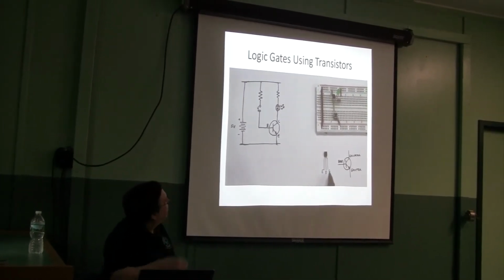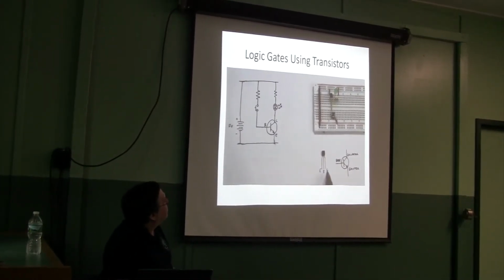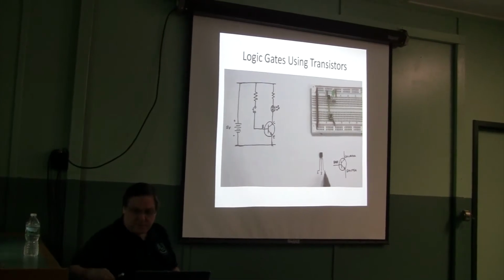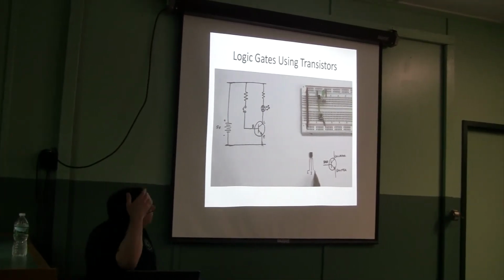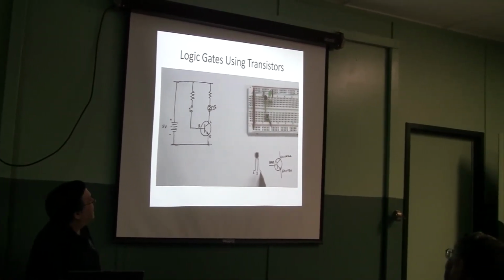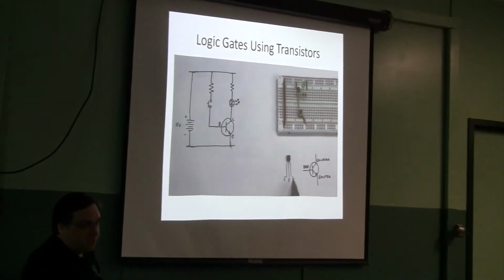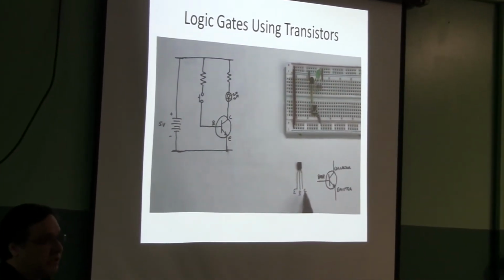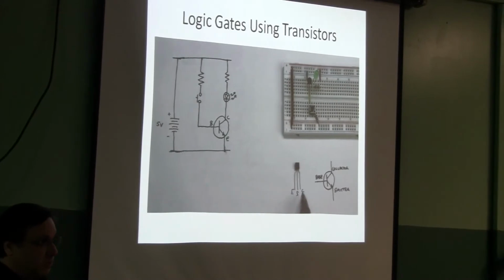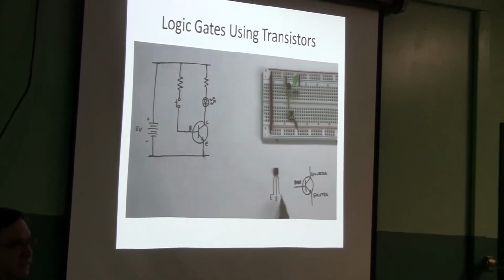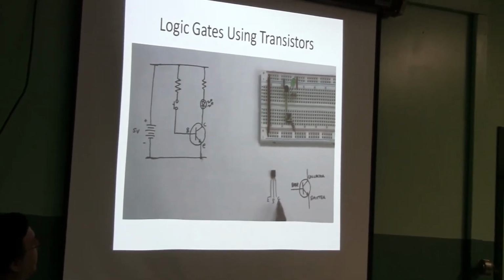So, how can we build some of these with circuits? A transistor, if you're not familiar, is an electronic switch. That's one use of a transistor. It can also be used for amplification, but we're talking about 1s and 0s, so we're only going to be using it as a switch.